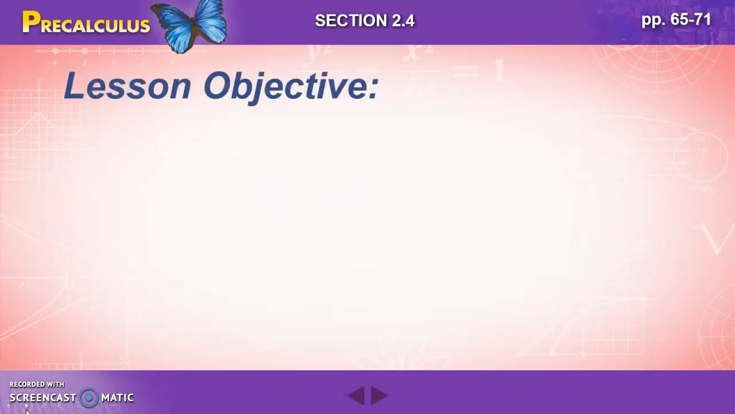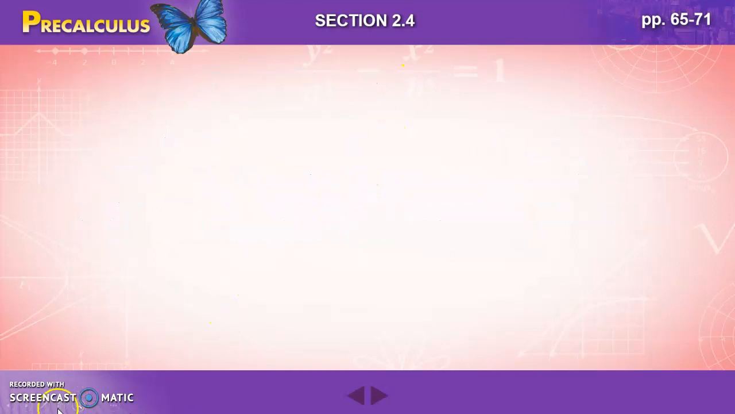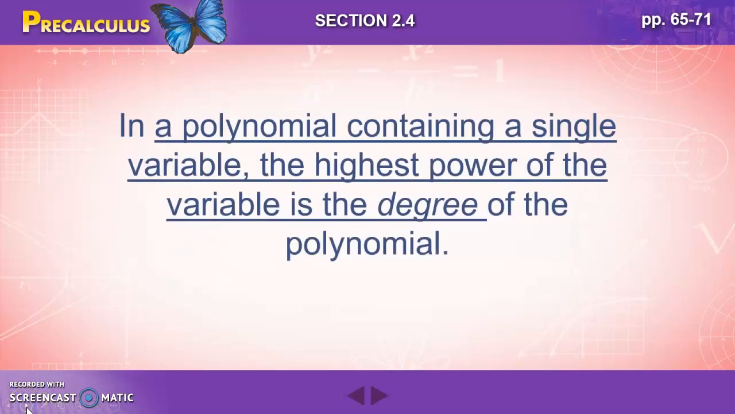And we know that we need to be precise in how we use math more than just doing well on the test. The lesson objective for today is that you, the student, will identify, find the degree, evaluate, perform operations, and find zeros of polynomials. And yes, I know there was a typo on that. I will have to fix that when this video is over.